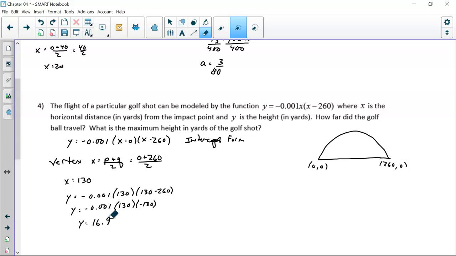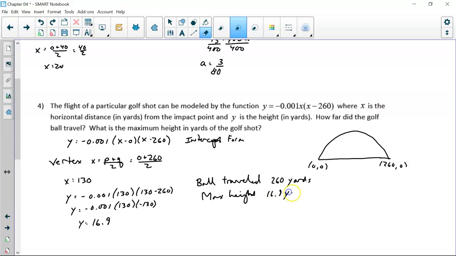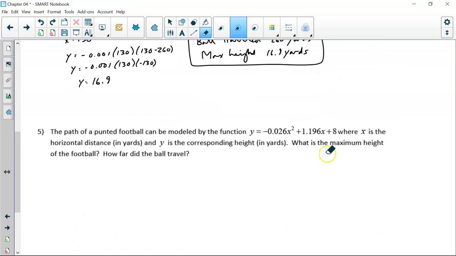So now the ball traveled 260 yards. That's the horizontal distance. And the maximum height, that's our y of the vertex, is 16.9 yards. Let's go to the next one. Number 5, our last one.